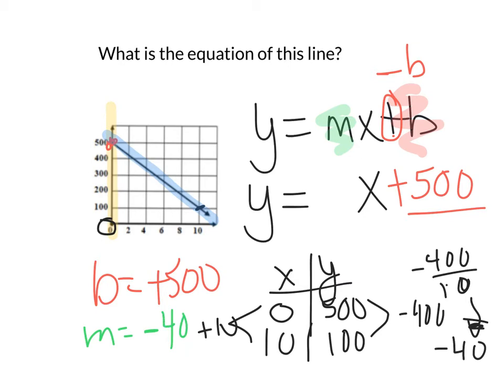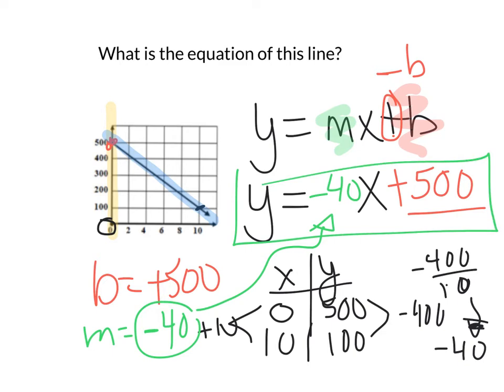So in this case, now all I have to do is take this and plug it in here, and then there's my equation. So y, the output, is equal to negative 40 times the input of x plus 500.